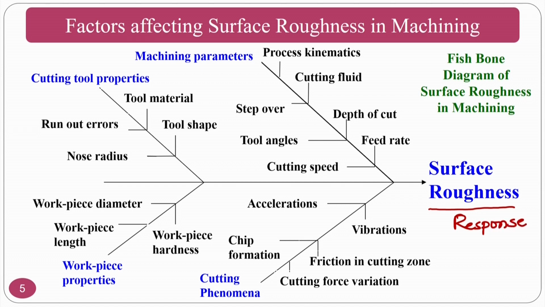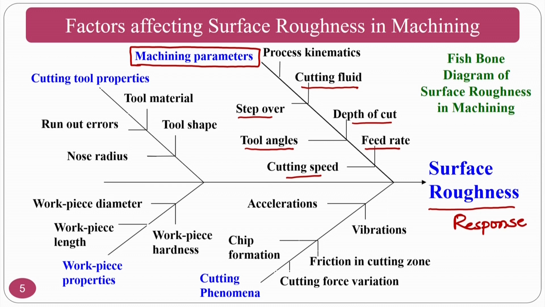If you see the machining parameters, first I will take the machining parameters. Cutting speed is one of the most important, then feed rate, depth of cut, and the tool angles like rake angle, flank angle and all those things, step overs, the type of cutting fluids, and process kinematics, whether you are holding it properly or not. These are the major important input parameters. Normally most of the researchers will vary these.